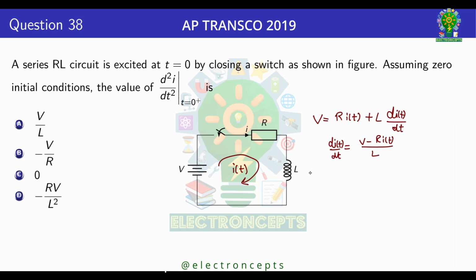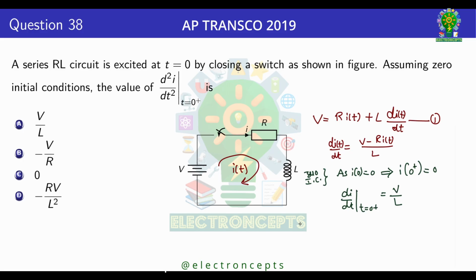Applying 0 initial conditions, as current through the inductor at t equal to 0 is 0, the current in the inductor at t equal to 0 plus will also be equal to 0, as an inductor never allows sudden changes in current. Therefore, we can write di by dt at t equal to 0 plus is equal to V by L. Let us consider this as equation 1.